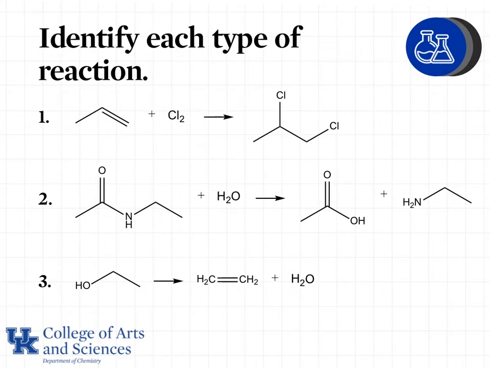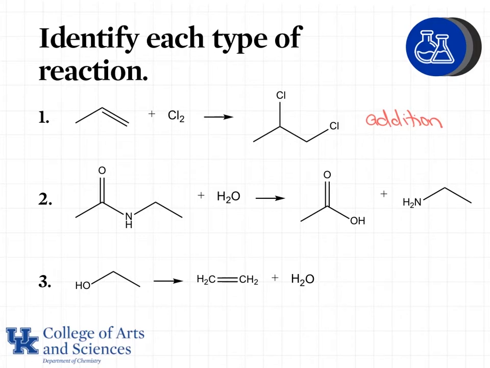The first step in being able to predict products of a reaction is to identify each type of reaction. For reaction number 1, see if you can identify the type of reaction. Since we have a double bond and we're adding Cl2 to form a product which has 2 Cl atoms attached, this is an addition reaction. Now let's look at number 2.